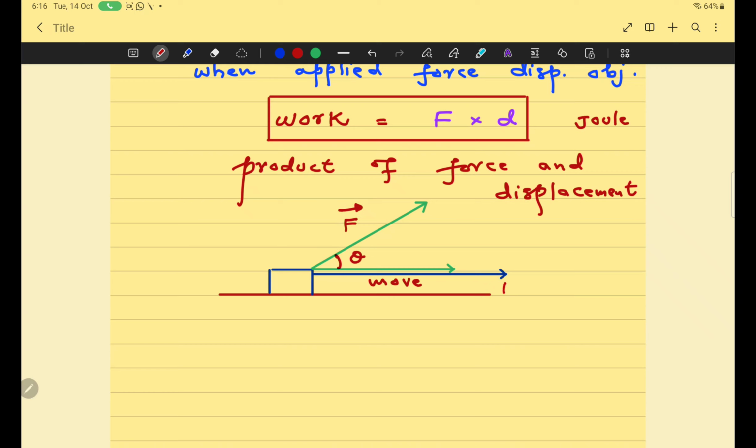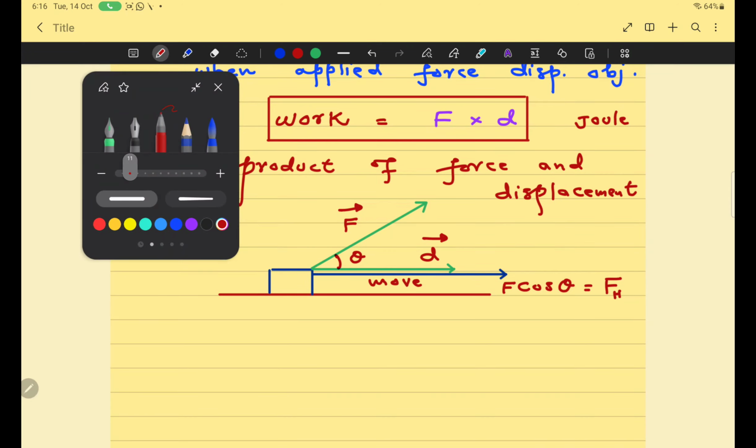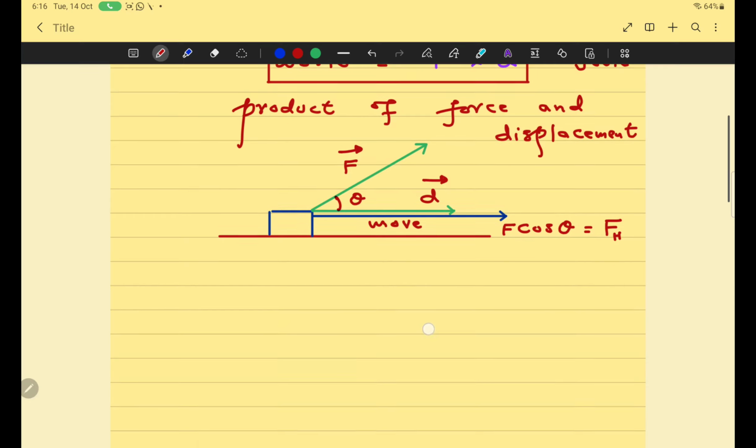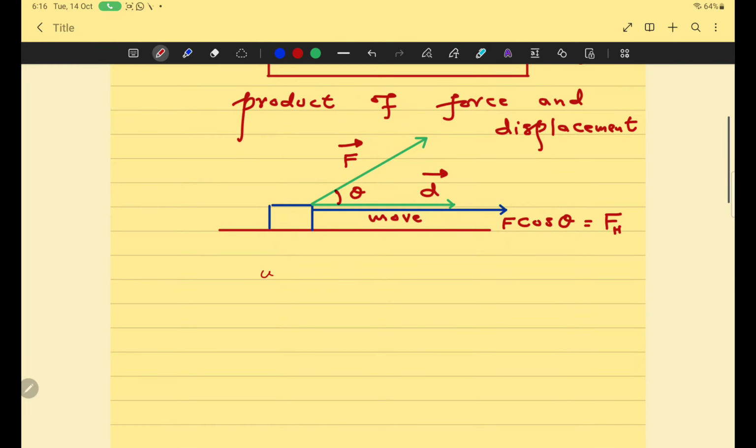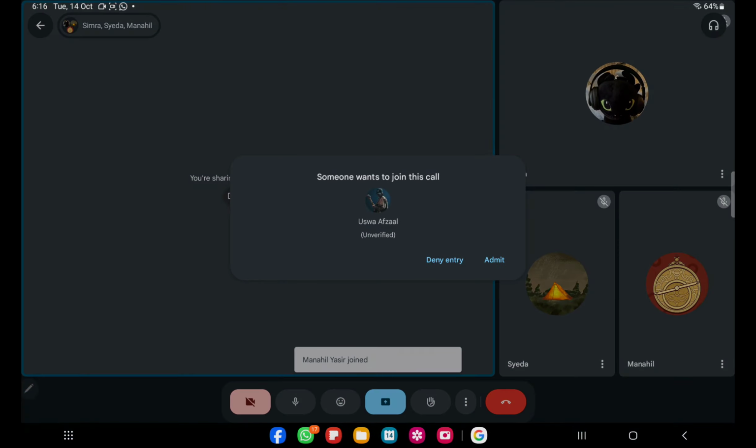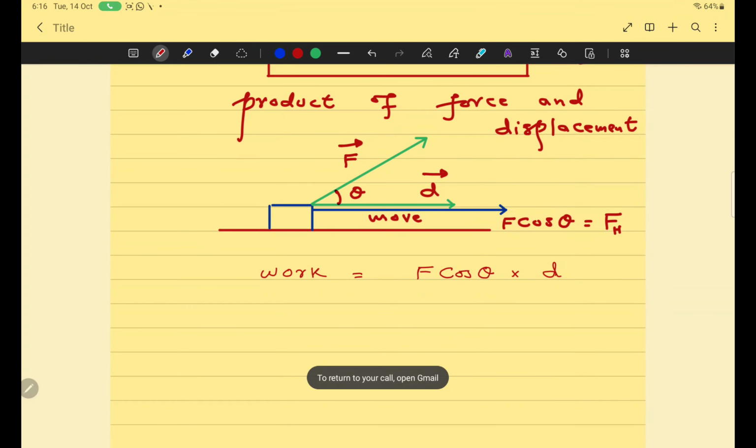One of them is horizontal component, the other one is vertical component, and you can see the horizontal component is parallel to the direction of motion. The direction of motion is horizontal and the horizontal component is now parallel. So if I ask you what is work, then work equal to F cos theta, the horizontal component of force, with displacement, so it is F d cos theta.